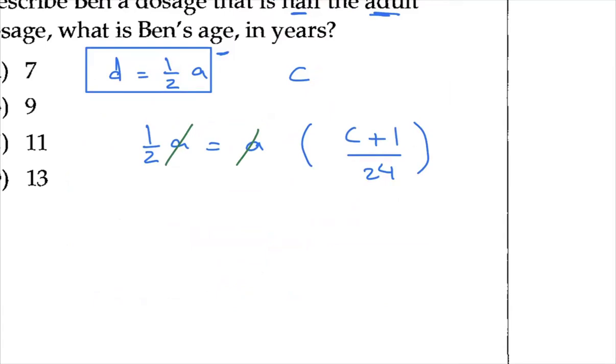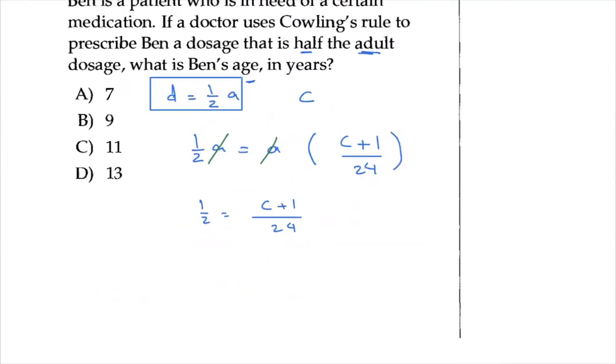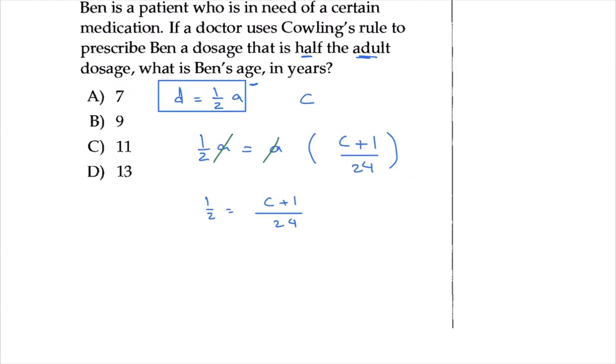You will have half equal c plus 1 over 24. And this is a very simple equation. You can solve it to get the value of c. Cross multiplication, you will find 2 times c plus 1 equals 24 times 1, which is 24. 2 times c is 2c plus 2 times 1 is 2 equals 24. 2c plus 2 equal 24.